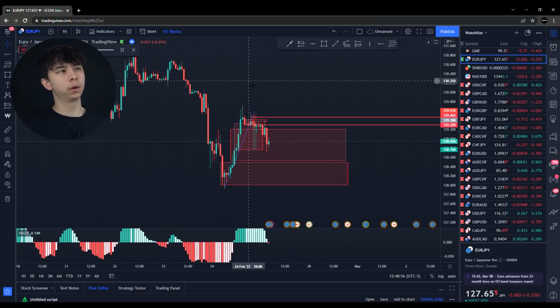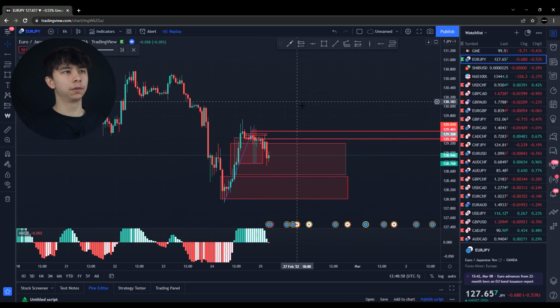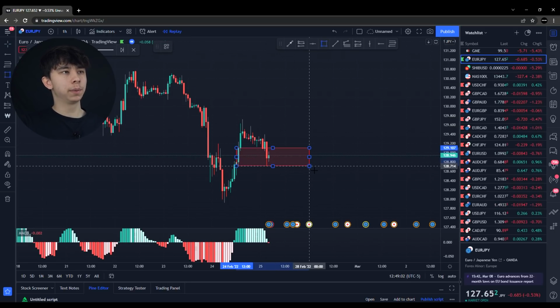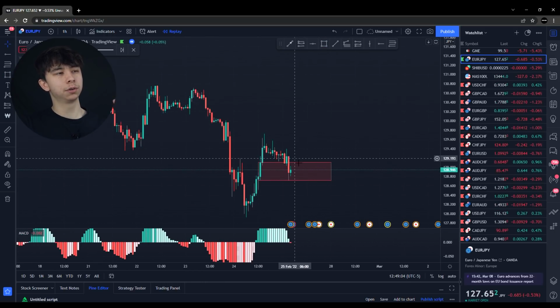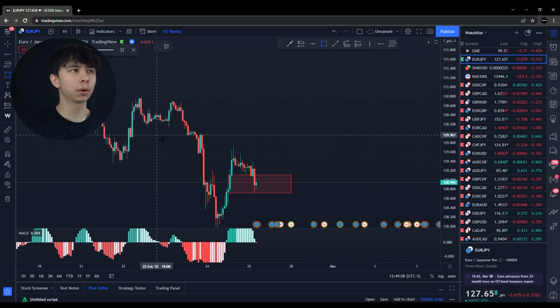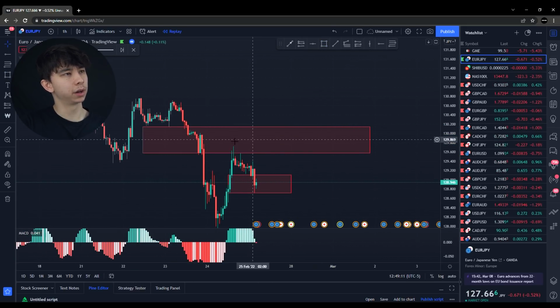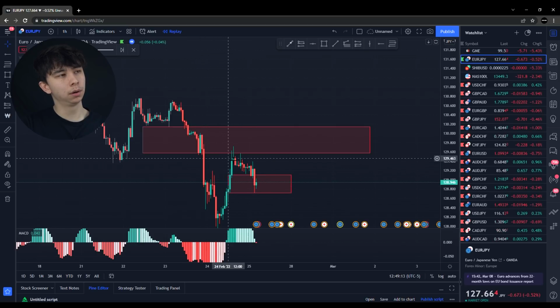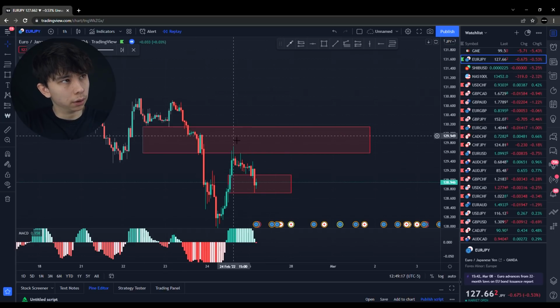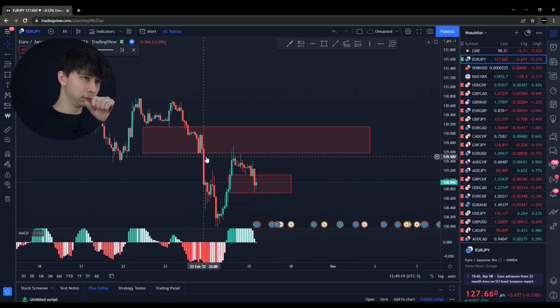Okay, so we jump back to the 1 hour here, and now we have to ask ourselves, right? I'm just going to remove all this. We've come down, we filled in this imbalance that I was talking about here. Where is our next area where we think price would want to fill? Okay, well, here we have some missing price action, right? Like price came up here, but it didn't really fill in this zone. So this could be our next area of purpose, right?